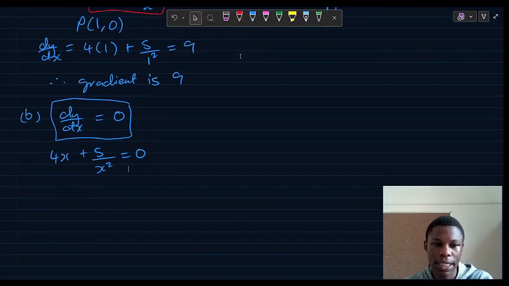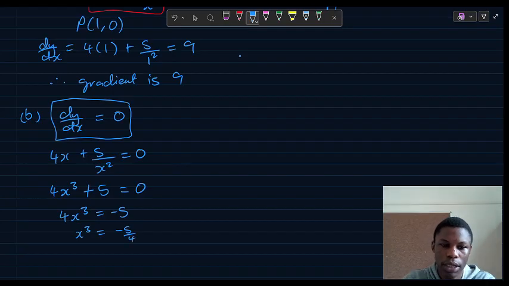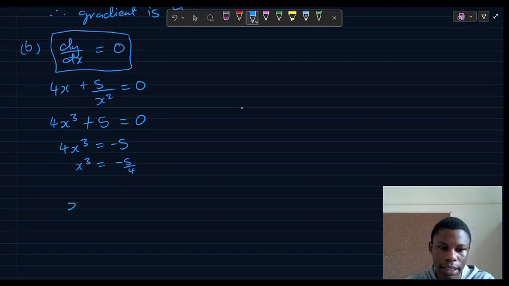To get the coordinates of our stationary point, we just need to solve this equation. We can do that by getting rid of the denominator, so we multiply through by x squared and get 4x cubed plus 5 is equal to 0. And so you get 4x cubed is equal to minus 5, so x cubed is equal to minus 5 over 4. To get rid of the power 3, raise it to the power 1 over 3. What you do on one side, you do on the other side.